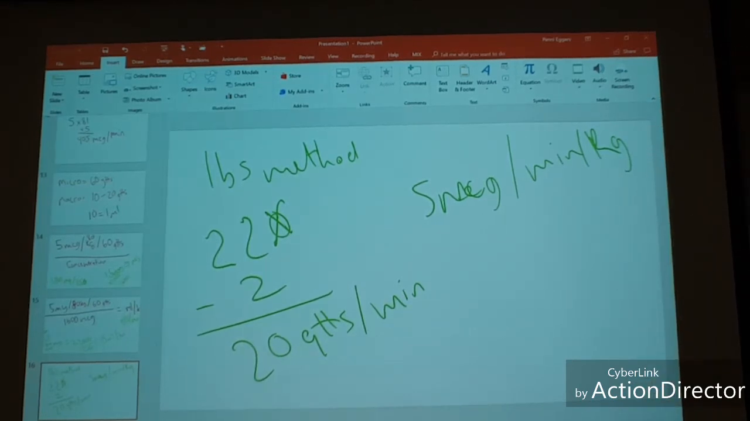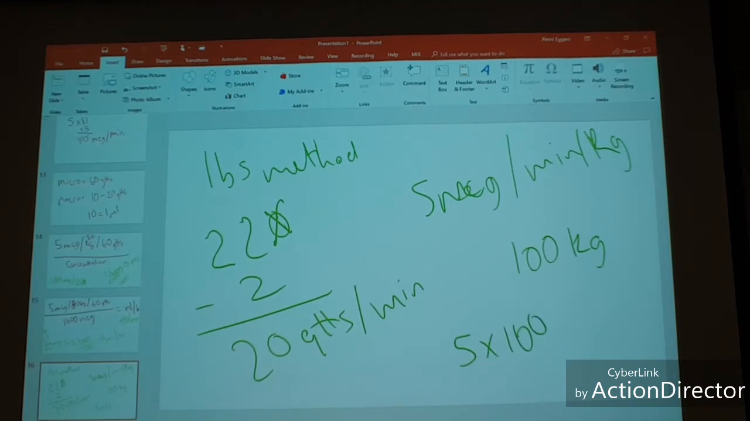Now let's take 220 pounds and make it into kilos. So 220 divided by 2.2 is 100 kilos. So if I did 5 times 100 times 60 divided by 1600, let's do that out.